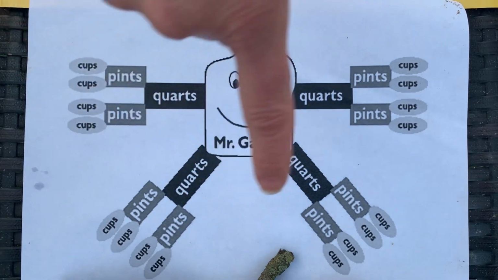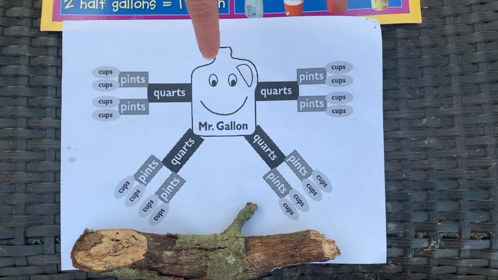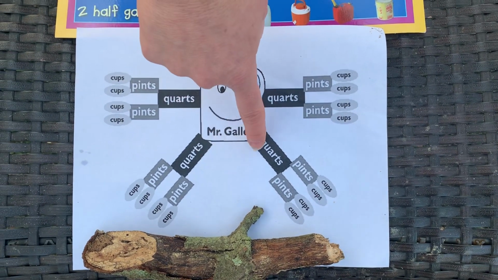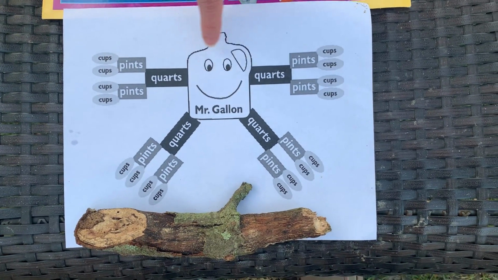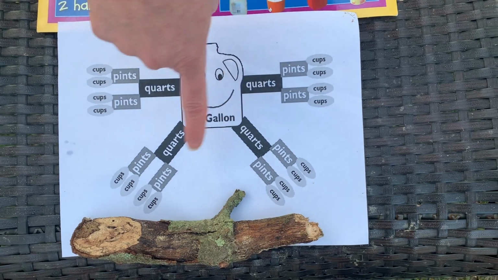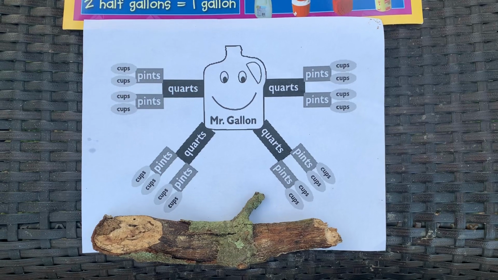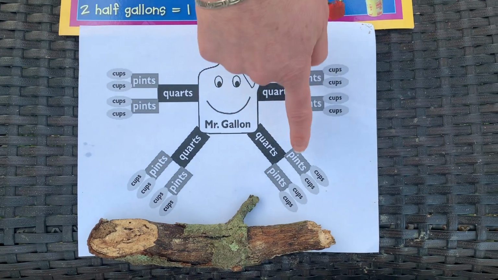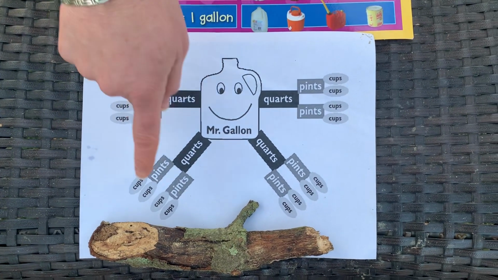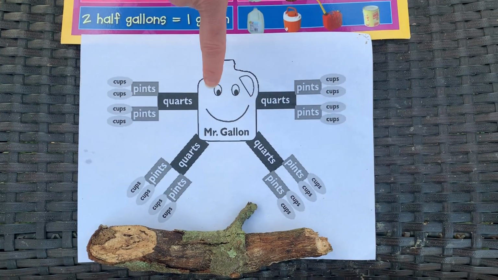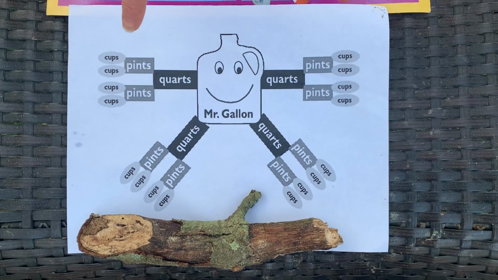Now, if you look at all of Gallon Man, how many quarts make up a gallon? 1, 2, 3, 4 quarts would go into a gallon. Mr. Gallon has the capacity of 4 quarts. How many pints would go into Mr. Gallon? 1, 2, 3, 4, 5, 6, 7, 8. 8 pints make up 1 gallon. He has the capacity to hold 8 pints.